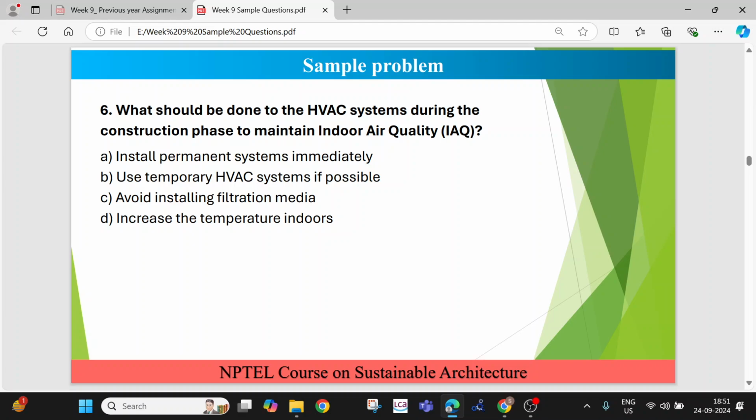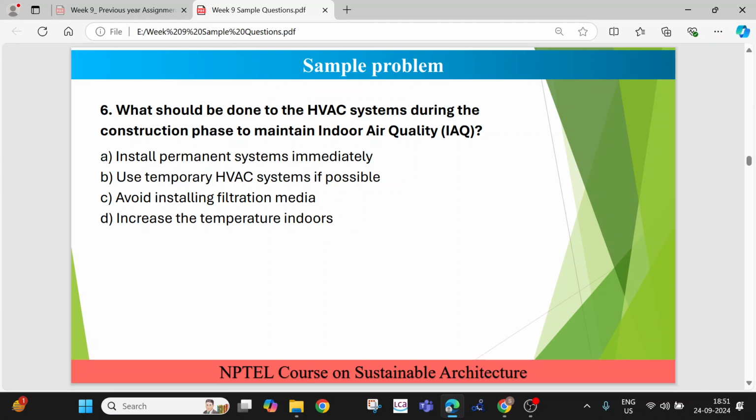If you are using the permanent systems, then you have to use proper filtration media during the installation. The most recommended one is the use of temporary HVAC systems, and if you are going for the permanent, then it is going to be affected by the lots of pollutants that are going to be generated during the construction phase. Then it can block your pipelines or filters.